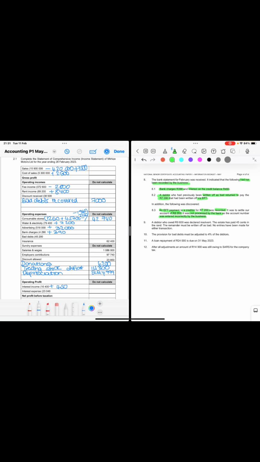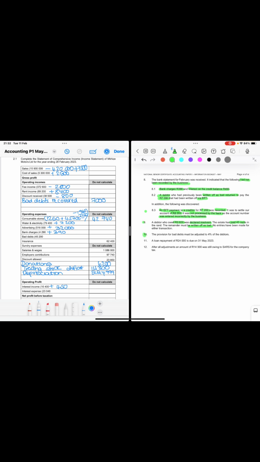So now we need to reverse that discount received. So we go to discount received and minus the 800. Next up, we have a debtor who owed 9,600 and was declared insolvent. The estate paid 45 cents in the rand. The remainder must be written off as bad. No entries have been made for either transaction.